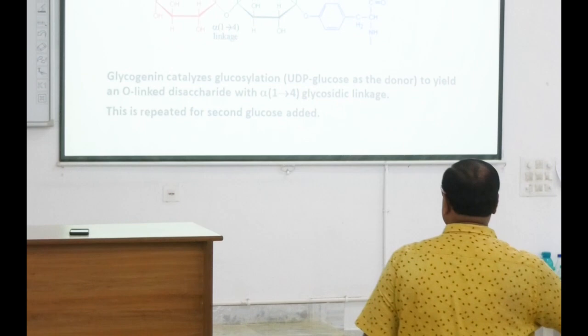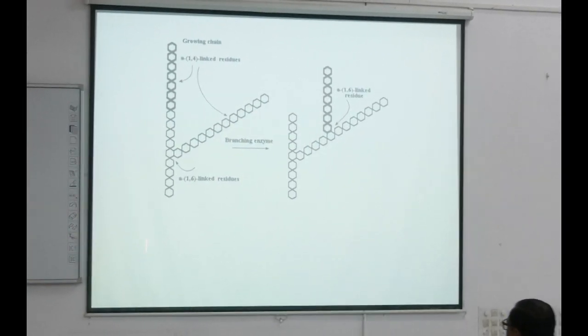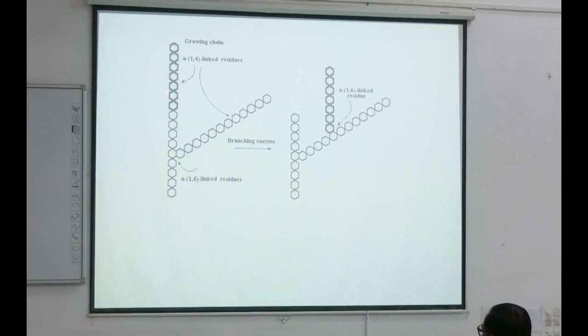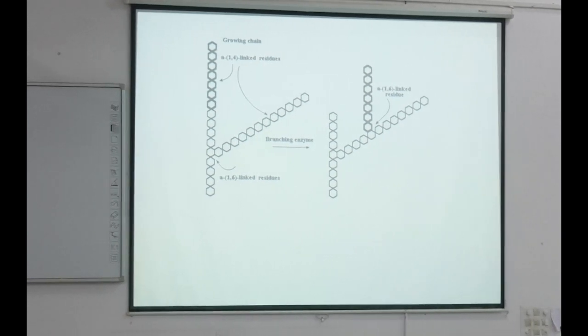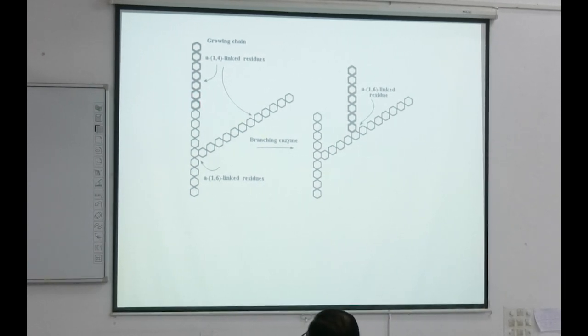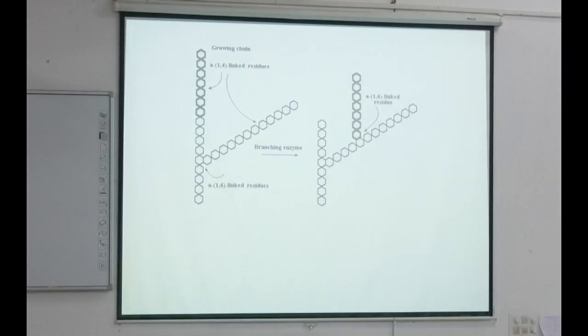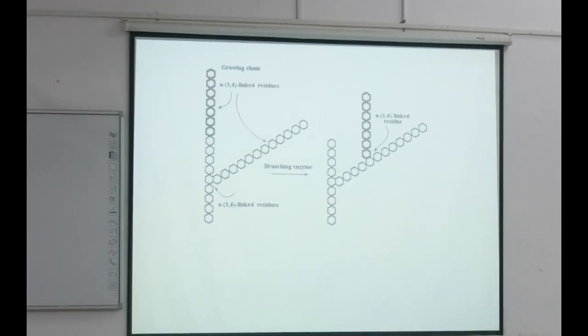Then a branching enzyme will come which will introduce a branch point in the glycogen molecule, and the branching enzyme will transfer a part of the growing glycogen chain to its neighboring glycogen chain. See, count how many are there. Around 6 glucose residues are transferred from the terminal end of one glycogen chain to the next.